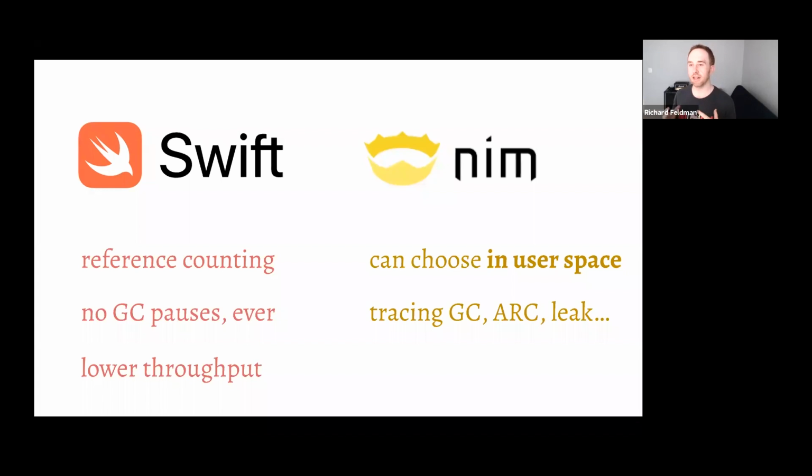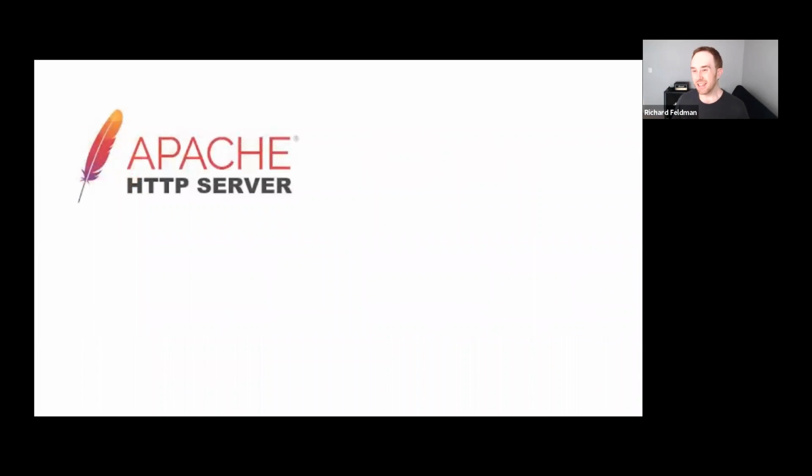So Nim is an example of a language where you get to configure your memory management strategy in user space. Now, this is not necessarily the full story when it comes to memory management strategies. We talked about automatic reference counting, tracing garbage collection, and leaking, but there's another strategy we haven't talked about, which is arena allocation. If you use the Apache HTTP server and you want to build a custom HTTP request handler in that, arena allocation is one of the strategies you can use there.